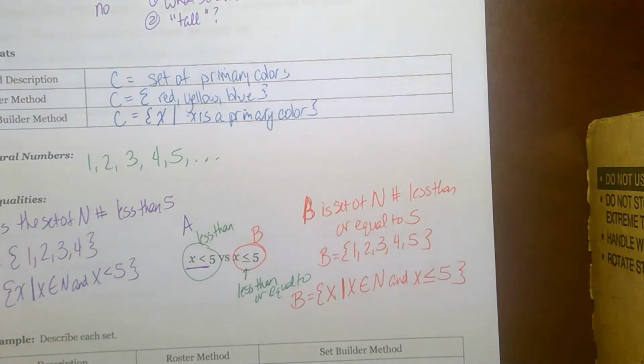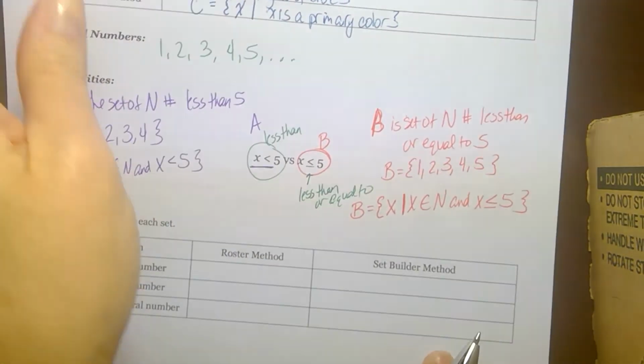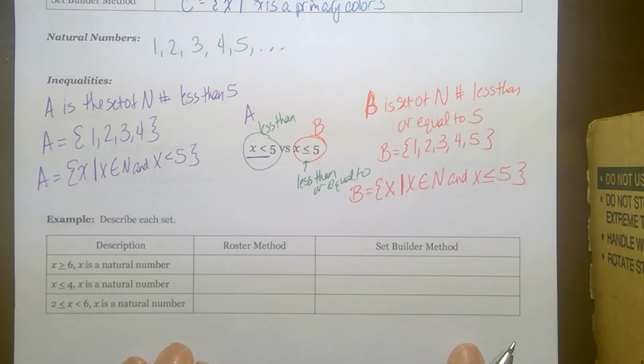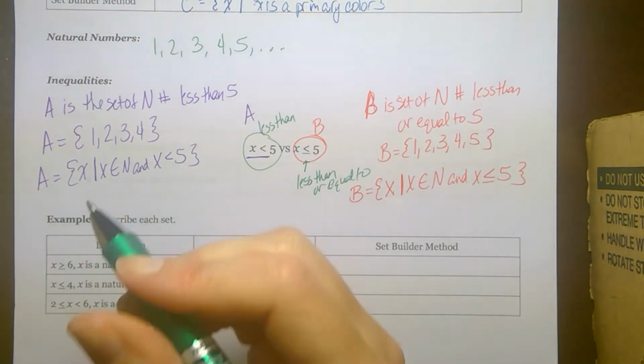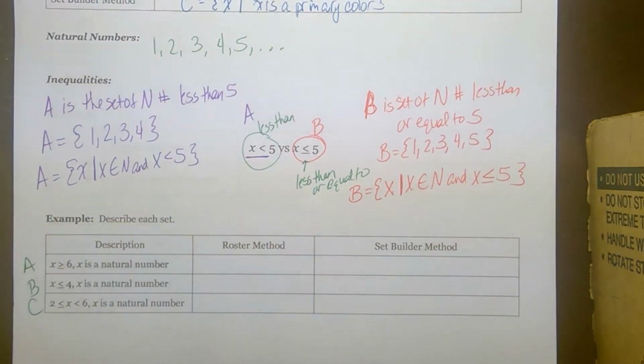Okay, now we have some more practice down here with roster and set builder method. For each of these three sets, we are given the description and we're supposed to put both the roster and the set builder method. We're going to start over and use this as A, B, and C. So those are my three sets that I'm interested in: set A, set B, set C. Let's do the first one together. And then I'm going to pause the video. I want you to pause your video to do set B, and then we'll do set C together.